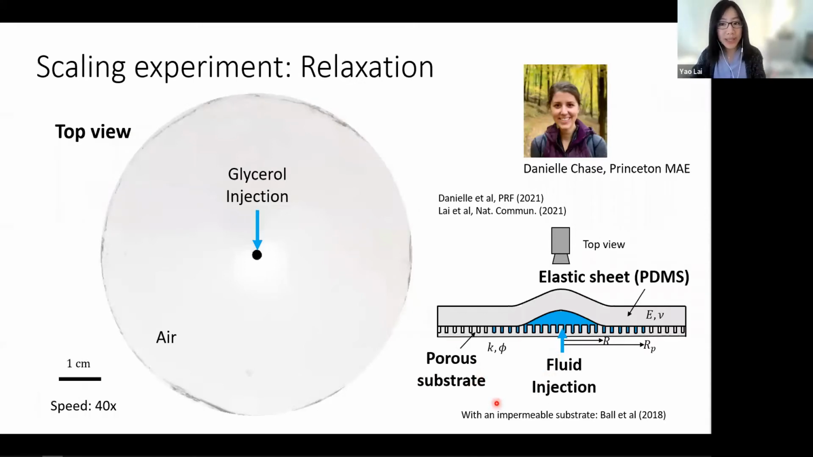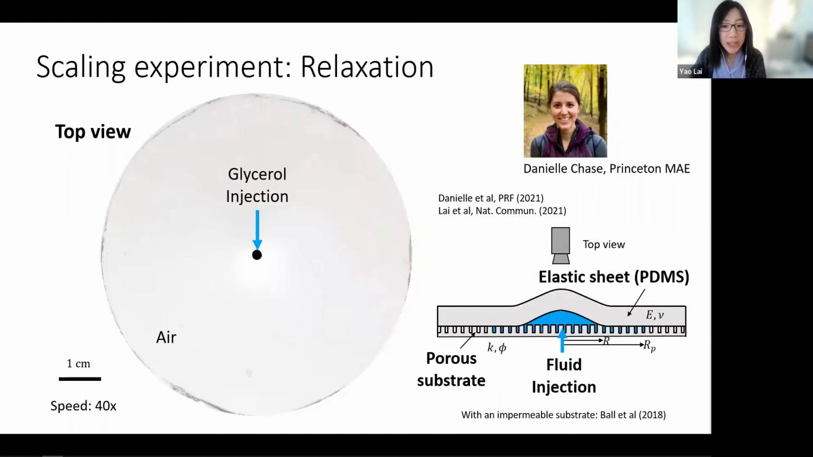And here I show a lab experiment performed by Danielle Chase. Danielle is a PhD student here at Princeton working with Howard. And she found the system has a rich number of regimes that are reported in her paper published this year. But today I'll just talk about one particular regime that is relevant to ice sheet blisters.